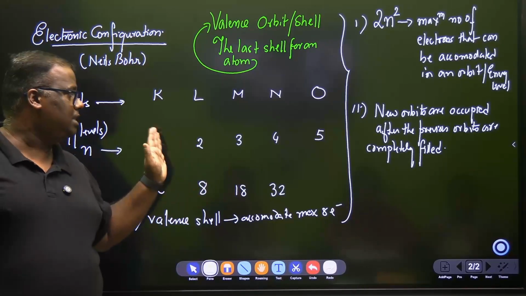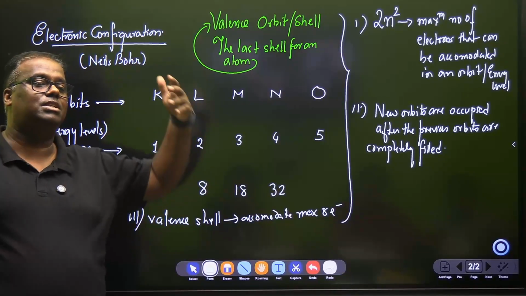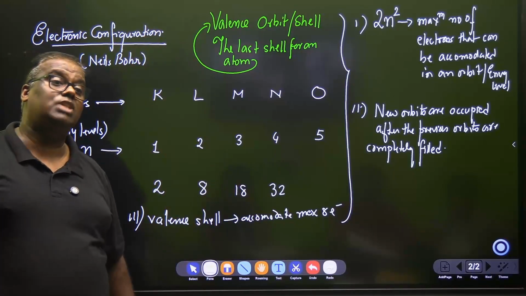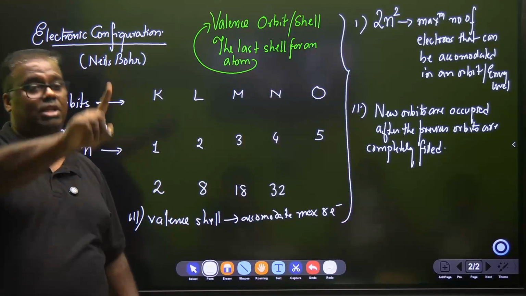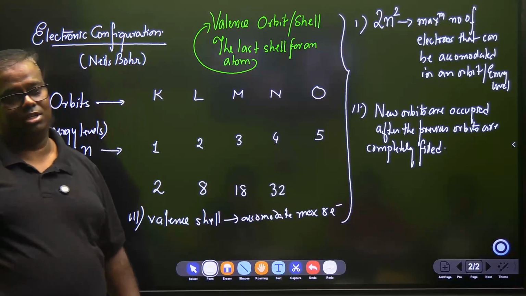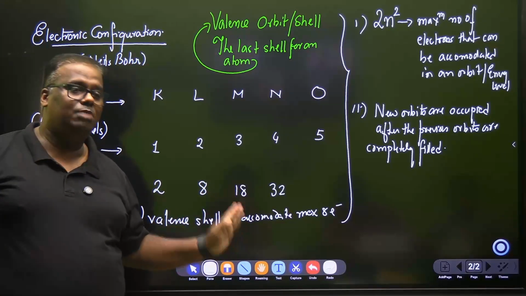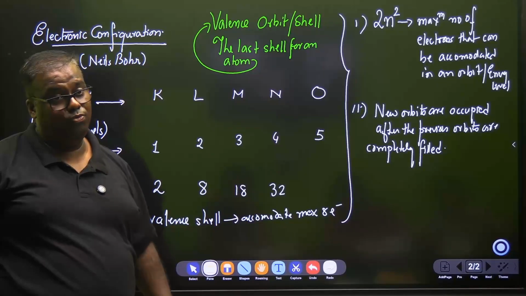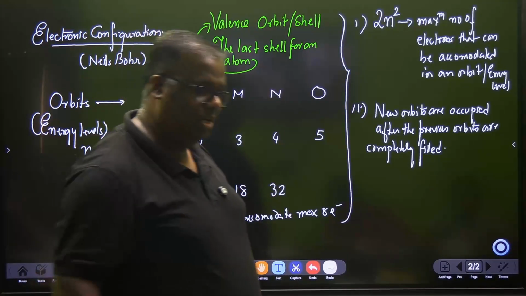It's like we have got twin bed capacity in every room. But if it is the last room that is filled up, we can't make it a twin room, we have to make it a single room. That is the rule. Though there are 2 beds, there can be only 1 person. So though there are 18 beds, only 8 beds will be allowed. If it is the valence shell, it will allow only 8.